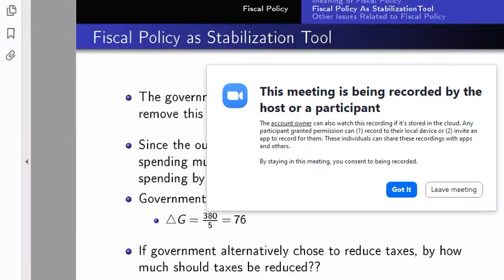Sir, please, I have a question. Would they always give you the autonomous spending multiplier, or do you calculate it? No, they won't give you the multiplier. You will have to calculate it.